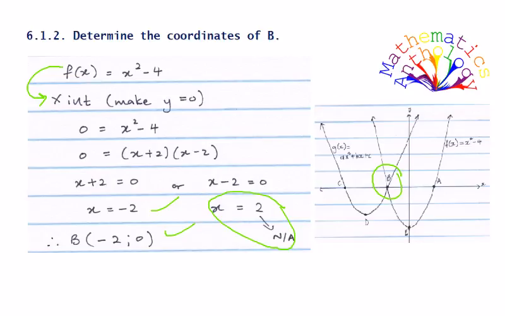So 0 will equal x squared minus 4. Factorize that, that's the difference of 2 squares, so 0 will equal x plus 2 into x minus 2. Take each bracket, make that equal to 0. x plus 2 equals 0, so x equals negative 2, or x minus 2 equals 0, x equals 2. Now if we look at the location of B on the graph, B is on the negative side of the x-axis. So our coordinates for B will be negative 2 and 0.